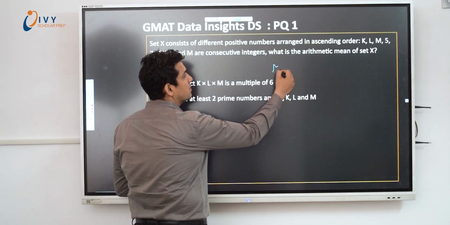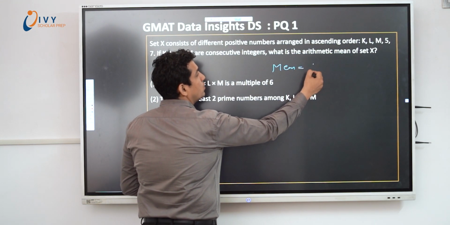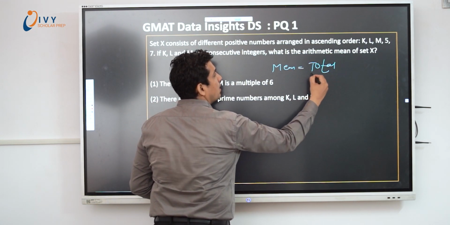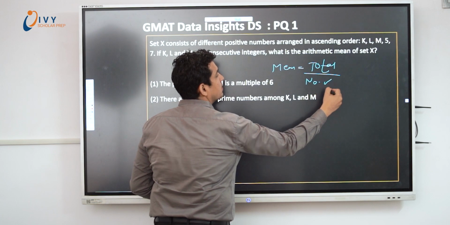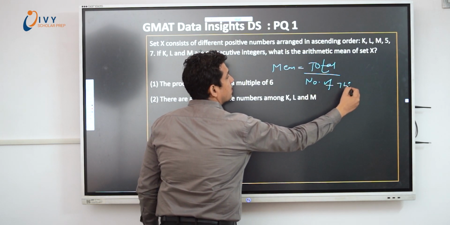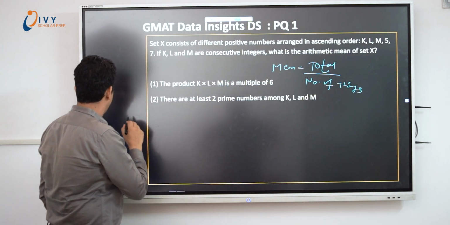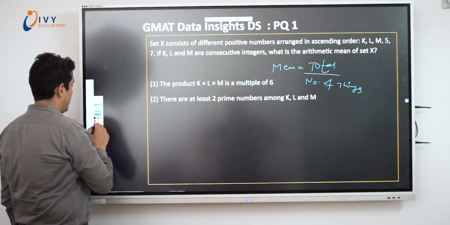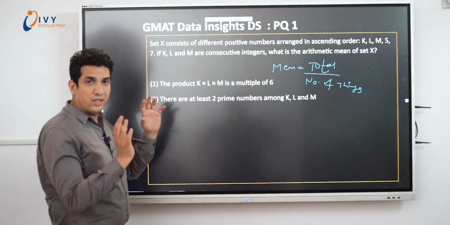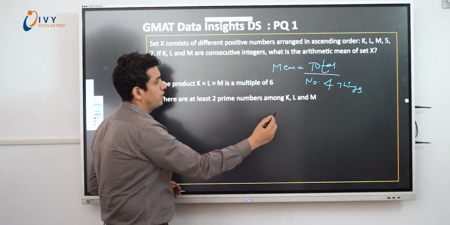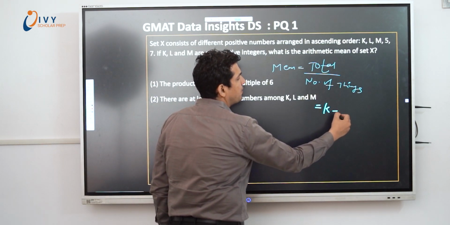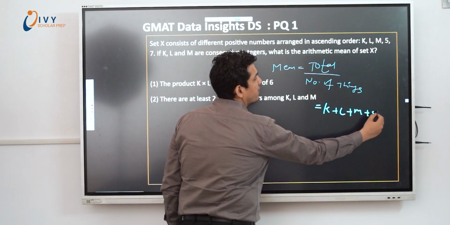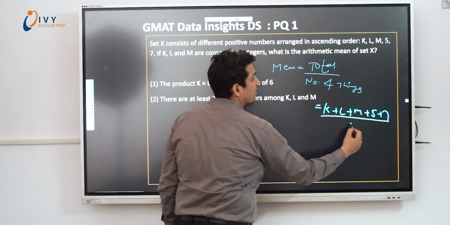So mean says total upon number of things. Now here, if I look at the total, I'll have to add all of them. So for that, you're saying k plus l plus m plus 5 plus 7, divided by 5.